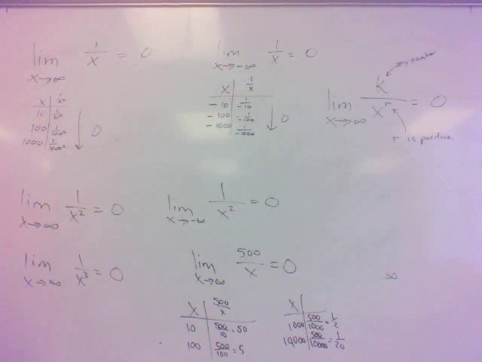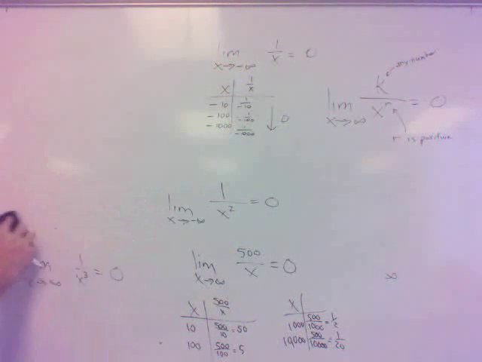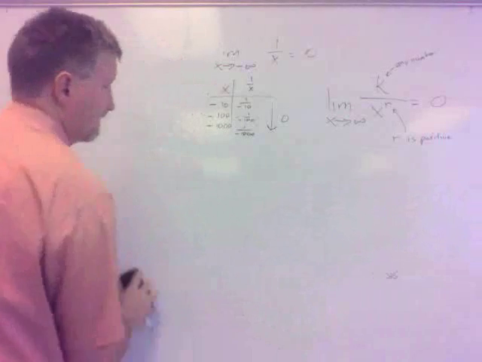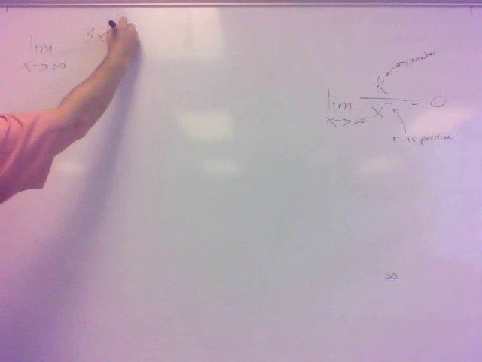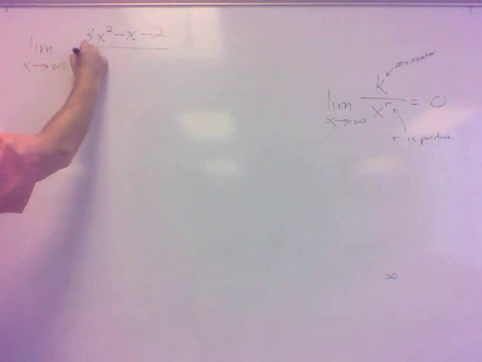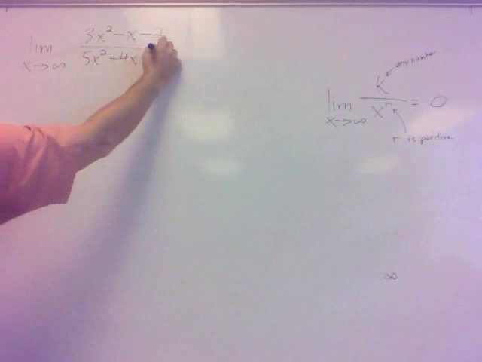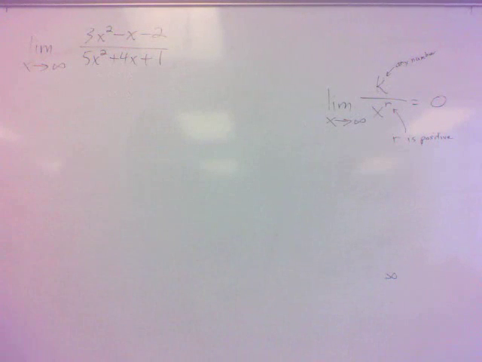Here's how it comes in handy. Let's think about the limit as x goes to infinity of some more complicated looking functions. Let's say we've got the limit as x goes to infinity of 3x squared minus x minus 2 over 5x squared plus 4x plus 1. Now, this is different than what we were doing before because x is going to infinity. This is a limit at infinity.